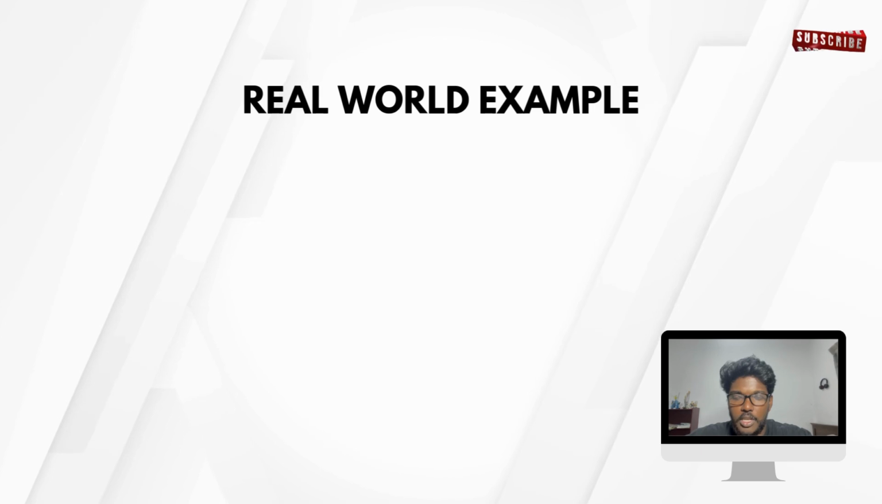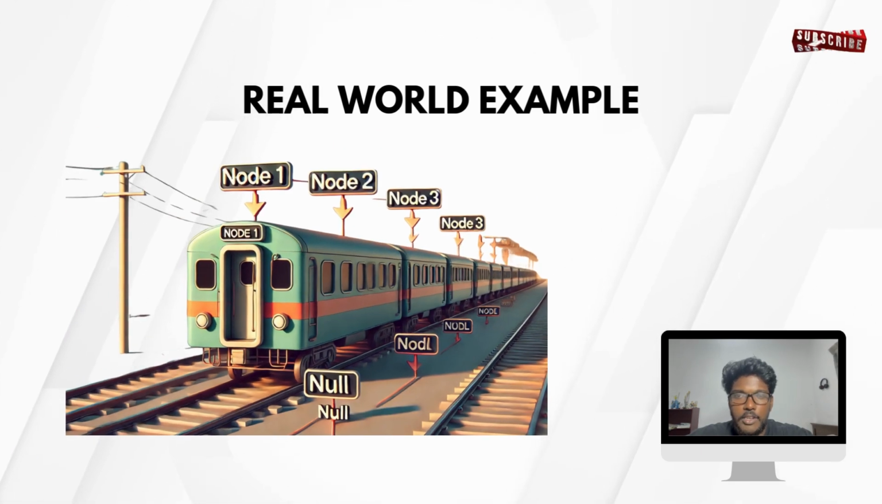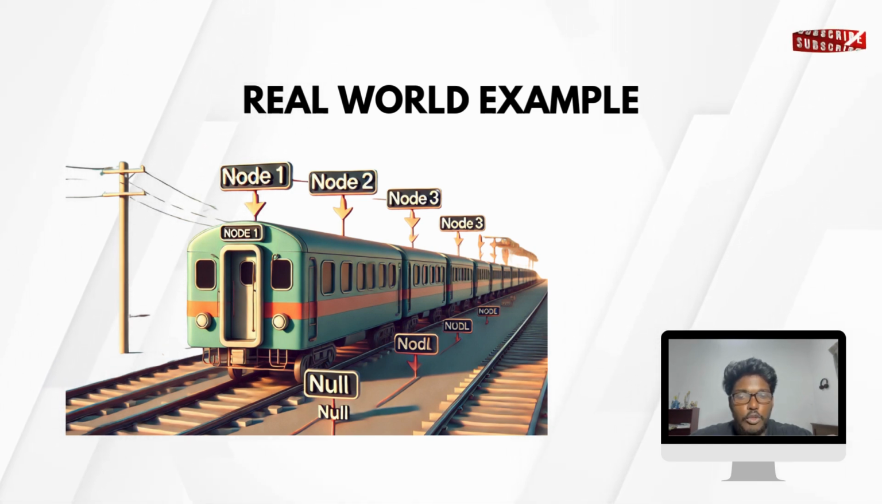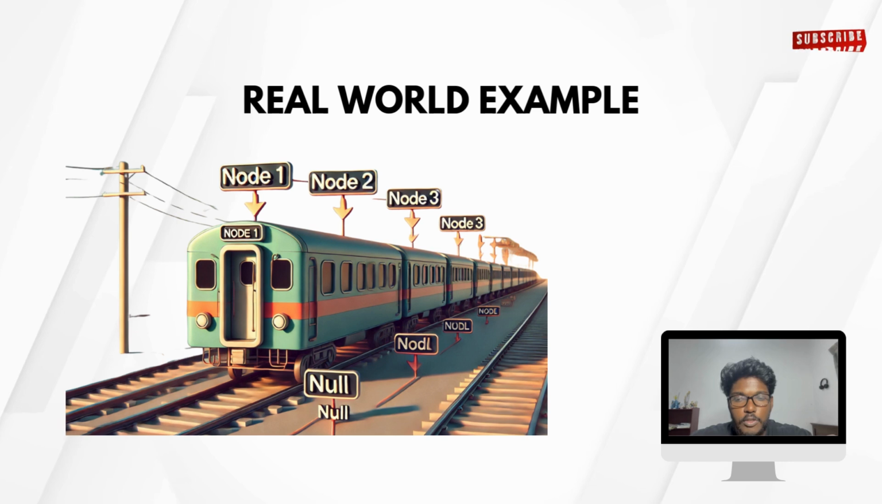To make this more relatable, let's use a real-world analogy. Imagine a train where each compartment is a node. The array is like a train schedule that tells you which compartment comes next. For example, the first compartment, node 1, points to the second compartment, node 2. The second compartment points to the third compartment. The third compartment points to none, indicating the end of the train. This analogy helps visualize how pointers work in a linked list.